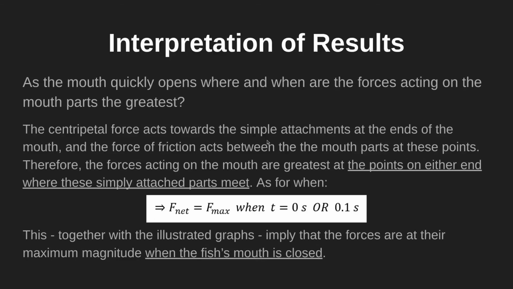Interpretation of results. As the mouth quickly opens, where and when are the forces acting on the mouth parts the greatest? The centripetal force acts towards the simple attachments at the ends of the mouth, and the force of friction acts between the mouth parts at these points. Therefore, the forces acting on the mouth are greatest at the points on either end, where these simply attached parts meet. As for when F net equals F max, that's when time is equal to 0 or time is equal to 0.1 seconds. This, together with illustrated graphs, implies that the forces are at their maximum magnitude when the fish's mouth is closed.